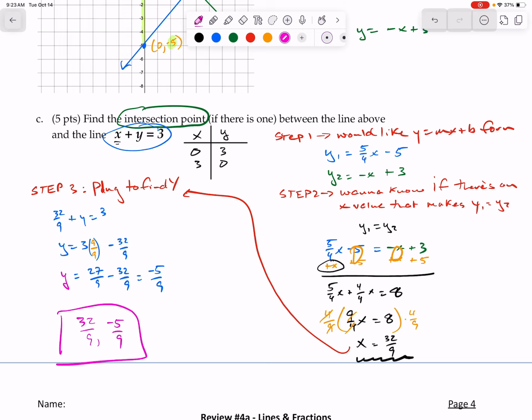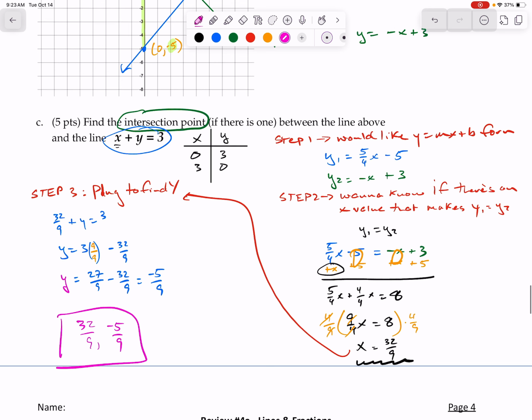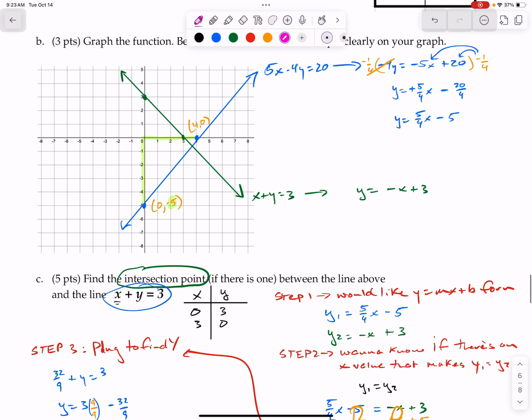And I think, first let me do my, yep. And I think if we look on the graph, 32 over 9 is a little bit over 3. Yep, so my x value is kind of right in there, and my y value negative 5 over 9 is probably about there. That seems about right.